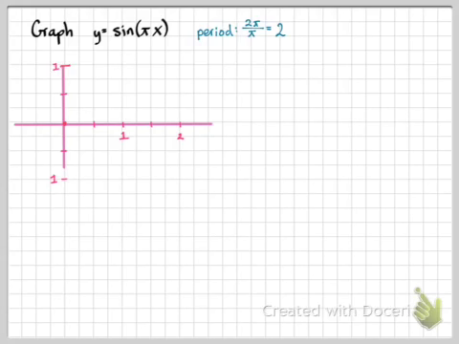So I know that the pattern goes 0, 1, 0, -1, 0, and I can put those points on my graph and then connect them, confidently knowing that I have a good, accurate representation of the sine of pi x here. Now, it was just my decision to label the x-axis in this manner.